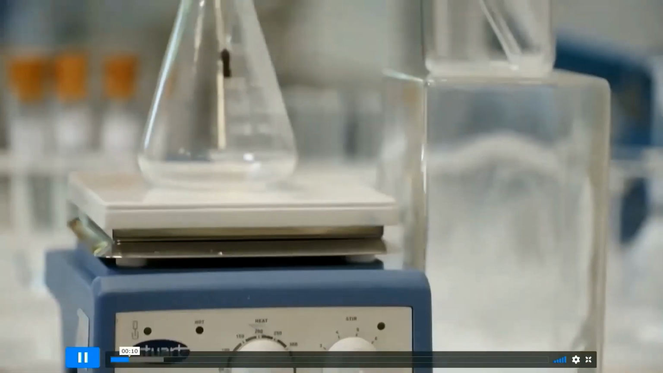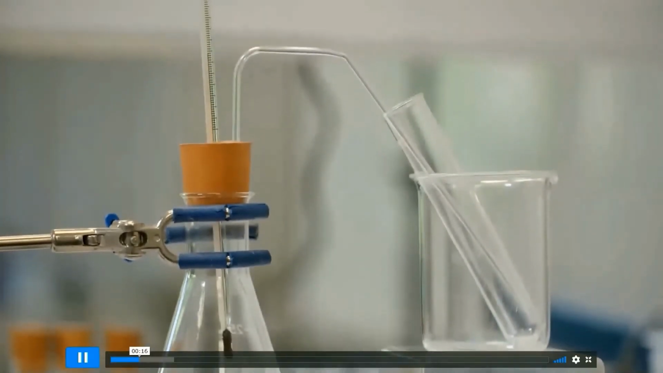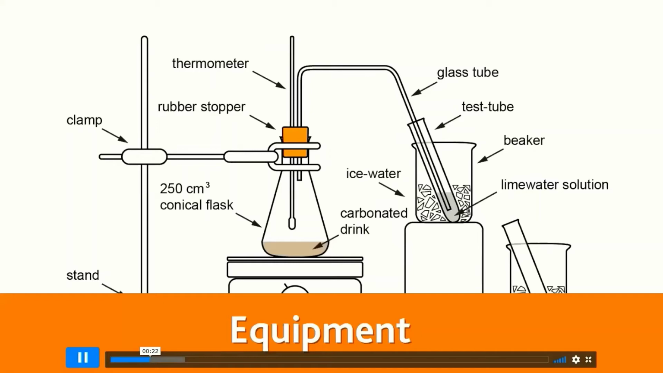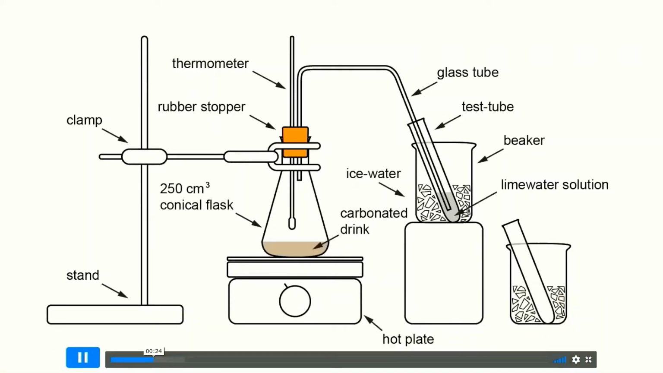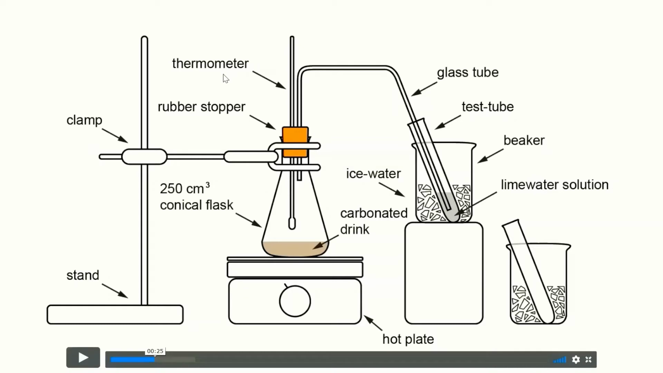Separating a mixture of liquids is the perfect job for distillation. In this experiment, a carbonated drink is going to be distilled. Here again, we have explained the whole set of equipment that will be used in the process of simple distillation. For example, a stand and a clamp that are used to hold the apparatus. Then a conical flask is also being used instead of a distillation flask. A rubber stopper, a thermometer, a carbonated drink, a hot plate.